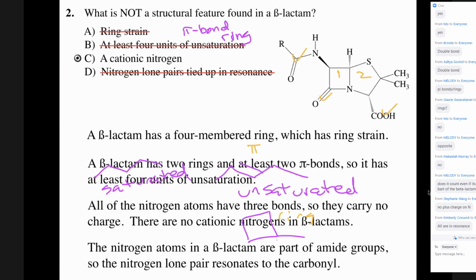Okay. So moving on from structure, I'm going to just do quick synthesis. Yep, a pi bond is in a double or triple bond, exactly. So in a double bond, I have 1 unit of unsaturation. In a triple bond, I have 2 units of unsaturation. So exactly, every individual pi bond counts as a unit of unsaturation.